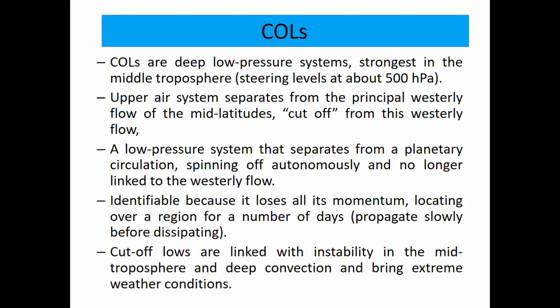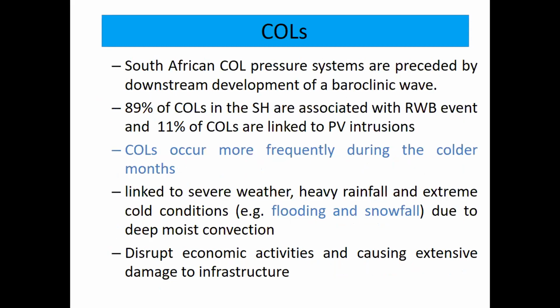So cutoff lows are linked with instability in the mid-troposphere. So the mid-troposphere is our main indicator when you speak about cutoff lows. We go up there and use about 500 hectopascals, which is the mid-troposphere, and then we say, this is where we are identifying this weather system. And it is associated with very deep convection, and it is likely to bring extreme weather events such as flooding, flash flooding, and snowing in some instances.